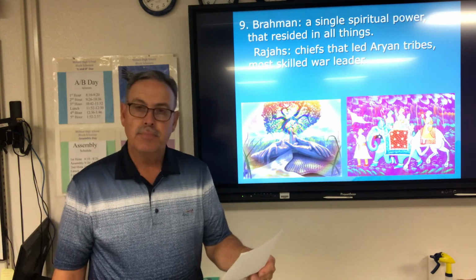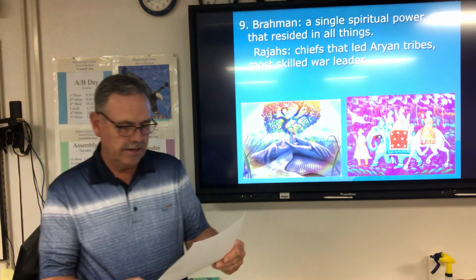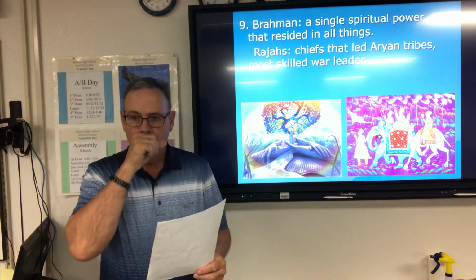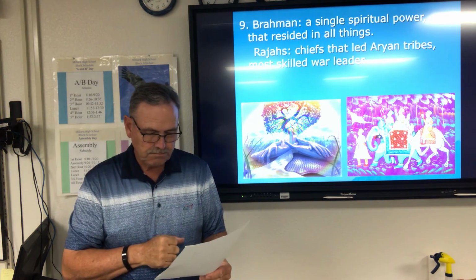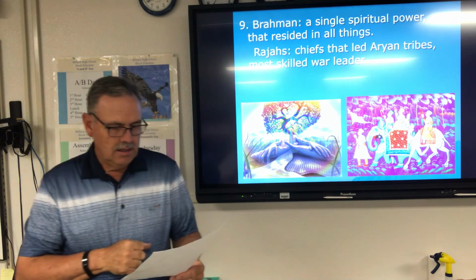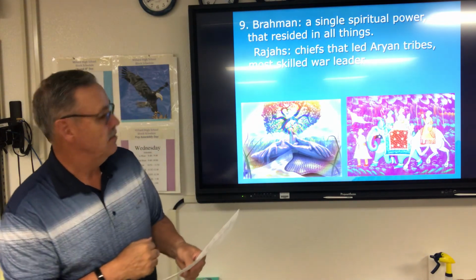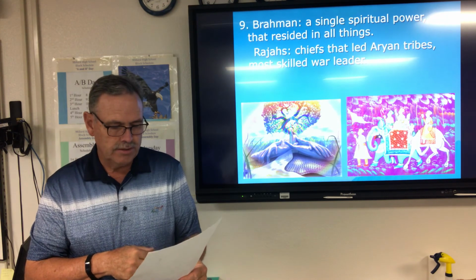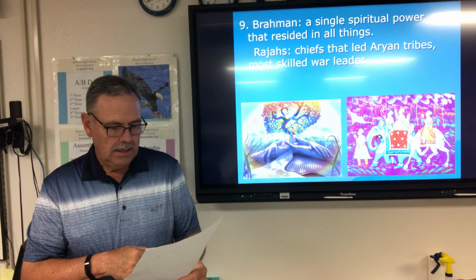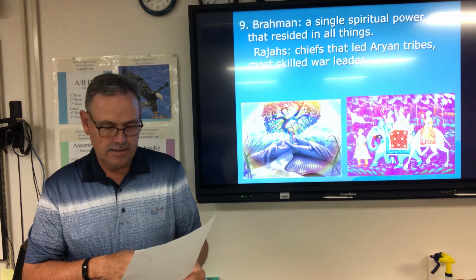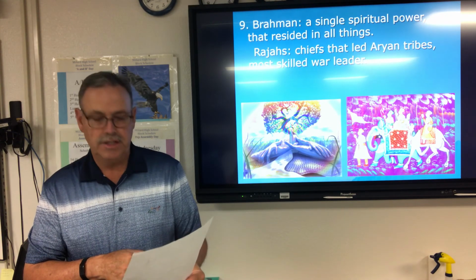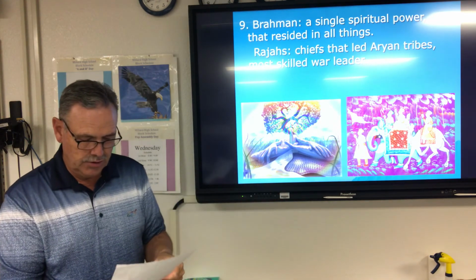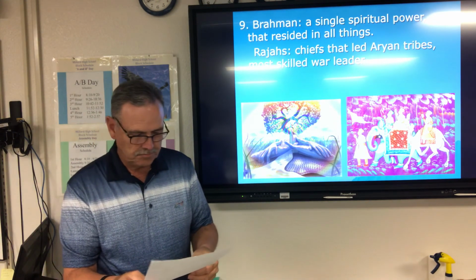Brahman was a single spiritual power that resided in all things. This is kind of the supreme god. Rajas are princes. They were chiefs that led Aryan tribes. They were the most skilled war leaders. They carved out small states, and they were often at war with each other, these different rajas, or princes, these chiefs. Okay.